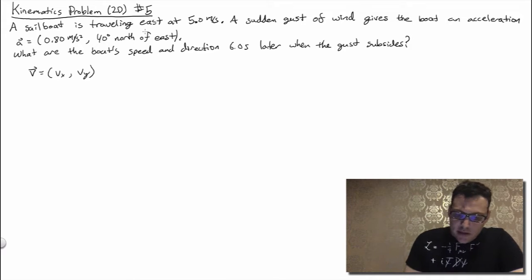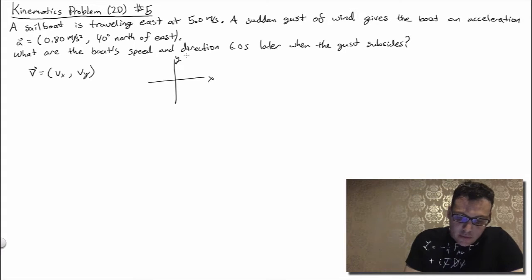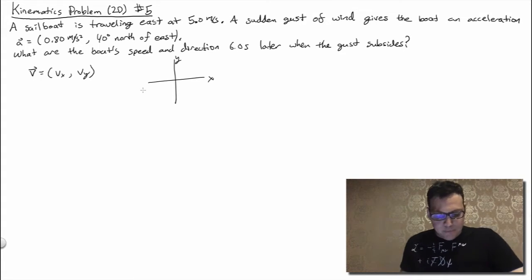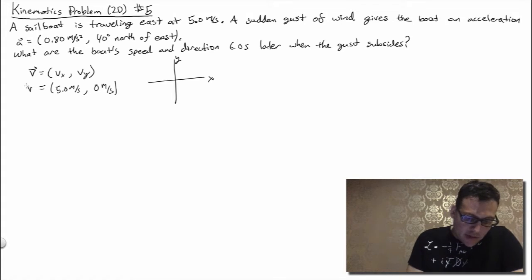Well, since east on a map is usually the x direction anyways, I'll call east the x direction, and north would be the y direction. So minus x would be the west direction, and so on. And so we can write that this is just 5 meters per second, and this one happens to be 0 meters per second. It's not moving in the y direction. So that's the velocity vector.